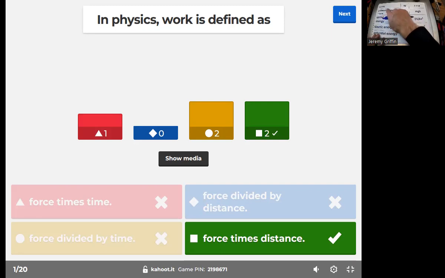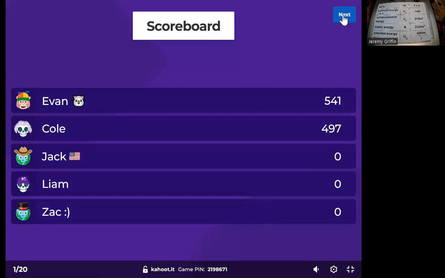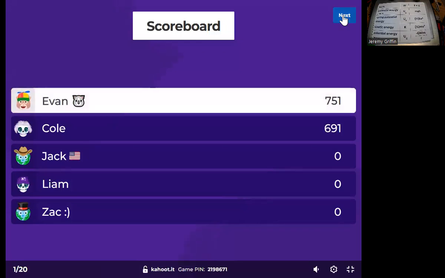So you guys were just asked this question: what is work? Well, it's force times distance, right? You push or pull something for some distance, as long as the vectors line up in the same direction. So if you're pushing something forward and the distance is forward, or if you're lifting something up and the distance is the height, then force times distance is the work. Evan and Cole, points on the board.